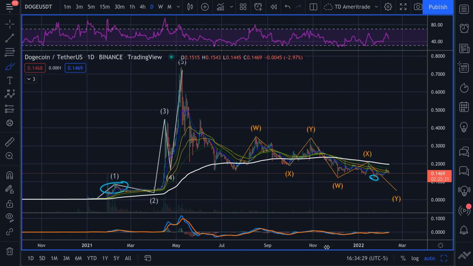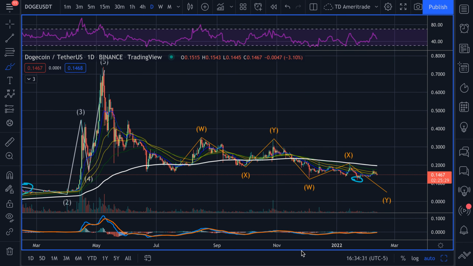But the thing about corrections that can be annoying, not only can they do double corrections, you can also have triple corrections. And there's all kinds of mathematics involved where as the corrections get longer and longer, less people are trading and there's less volatility. So this could creep along and just really annoy people.